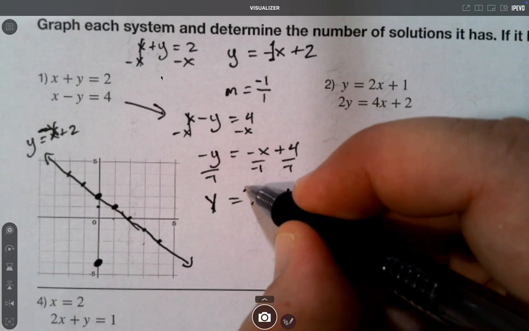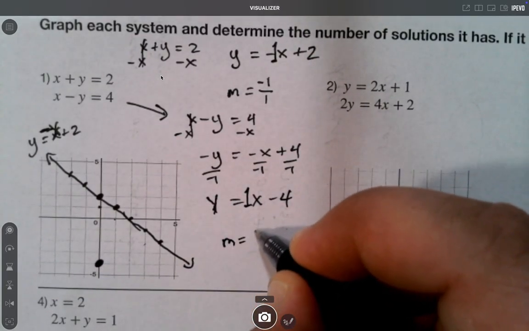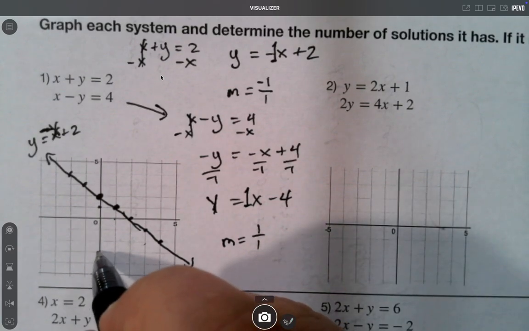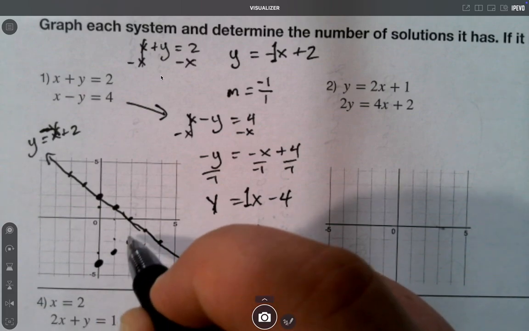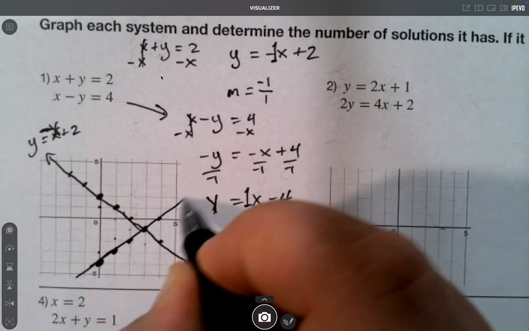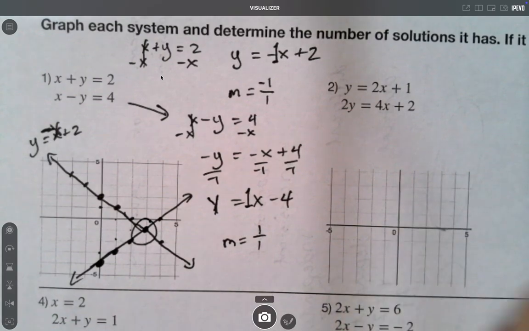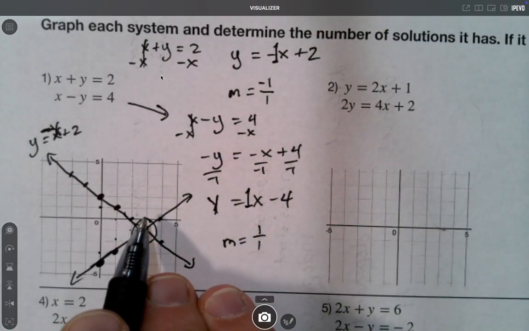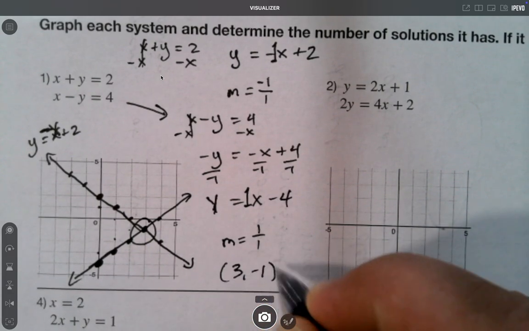And my slope is the understood 1 in front of the x. So I can write that as a fraction by doing 1 over 1. And this is saying I go up 1 over 1, up 1 over 1, up 1 over 1, and so on. So now we know the solution is where the two of these meet, which is right here. So we can count over that's 1, 2, 3, and then down 1. So it's the point (3, negative 1).